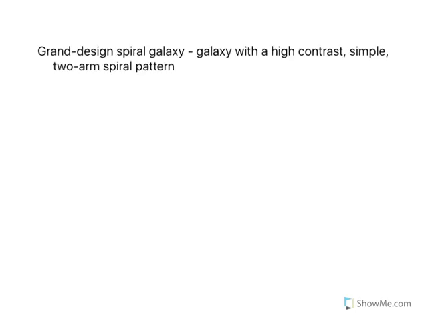In this segment, we're going to talk about grand spiral galaxies and flocculent spiral galaxies and the differences between the two. A grand design spiral galaxy is a galaxy with a high contrast, simple, two-arm spiral pattern. Let's look at some examples.